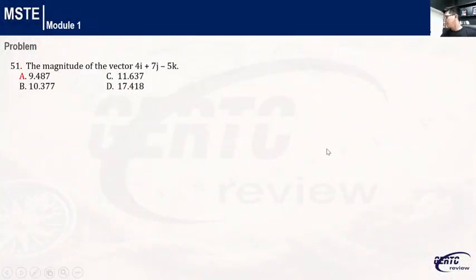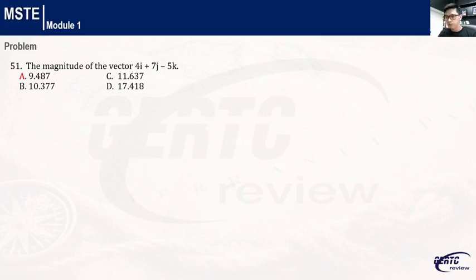Okay. So problem 51 on your test papers. As you can see, sa test paper nyo wala itong 4i plus 7j minus 5k, no? Nawala siya sa test paper nyo, yung math text niya. Okay, but anyway, madali lang naman siyang isolve, no?